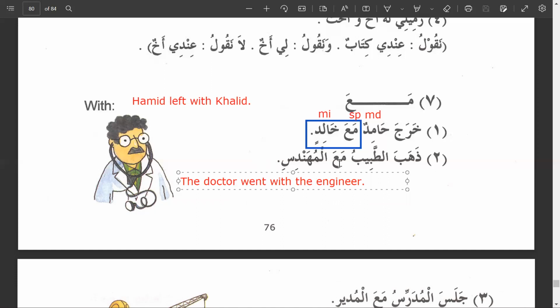So again, ma'a al-muhandisi. Over here, the doctor is rafa. Why rafa? Because it's the doer of zahaba. That's why it's rafa. Zahaba tabibu ma'al muhandisi. Muhandisi is jar in status. Why? Because it's mudaf ilayh to ma'a. Okay. Now next one.